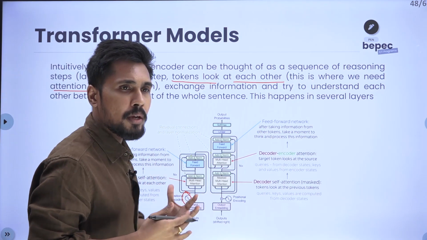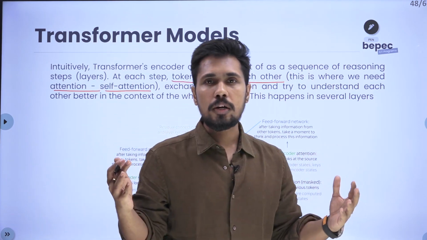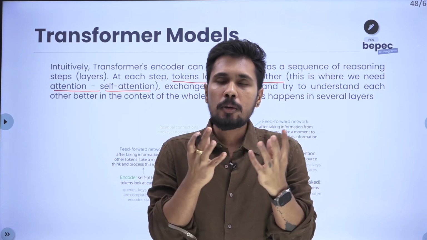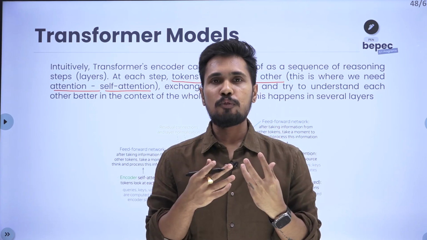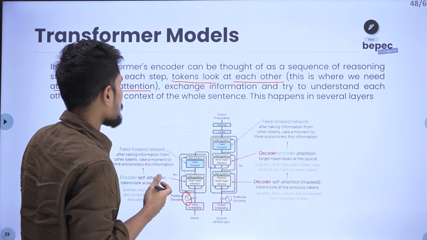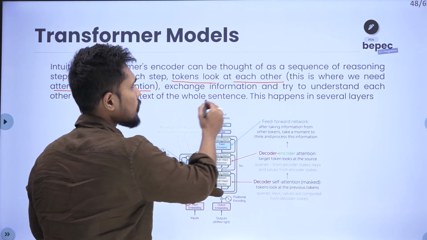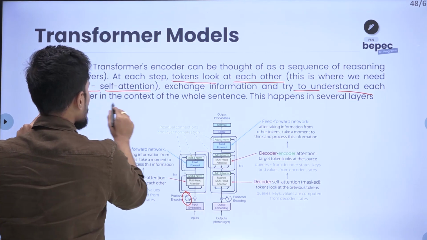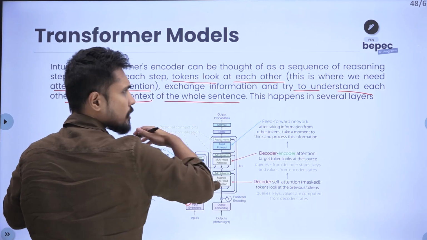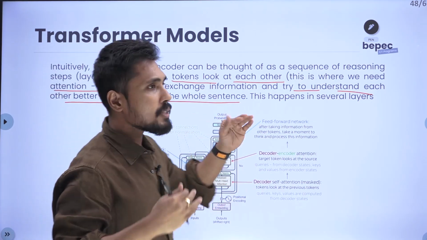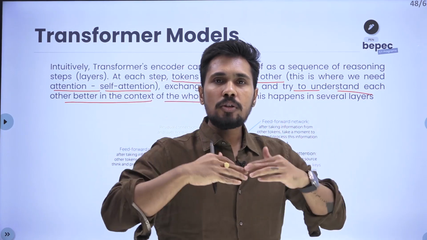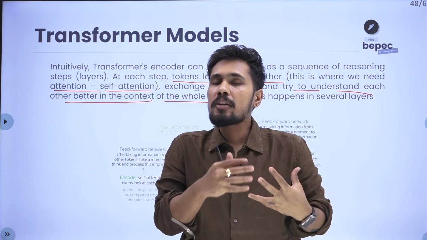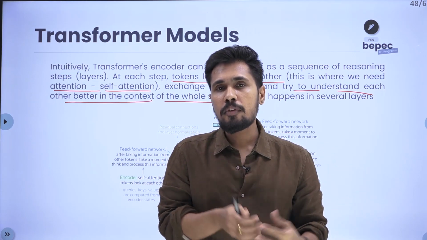So why is it doing this? By looking at other words, it is able to understand itself in a better way. What is the purpose of me? What is the context of me? They exchange information and try to understand each other better in the context of the whole sentence. That's what I said. This happens at several layers, not at just one layer, so it is able to understand itself in a better way.